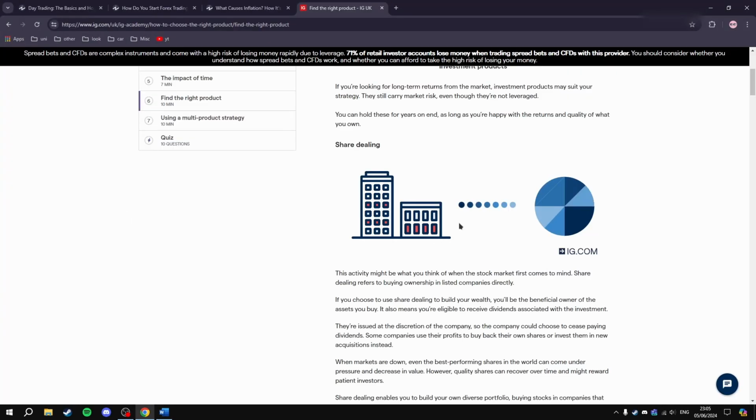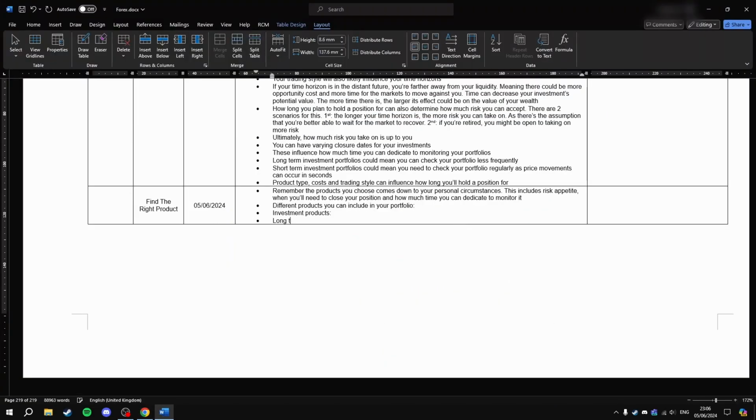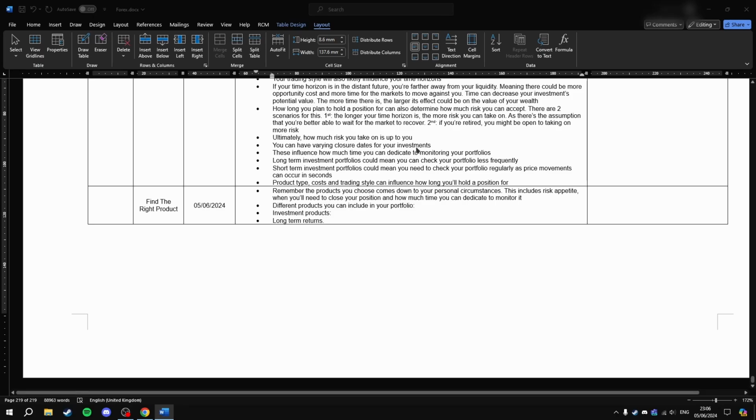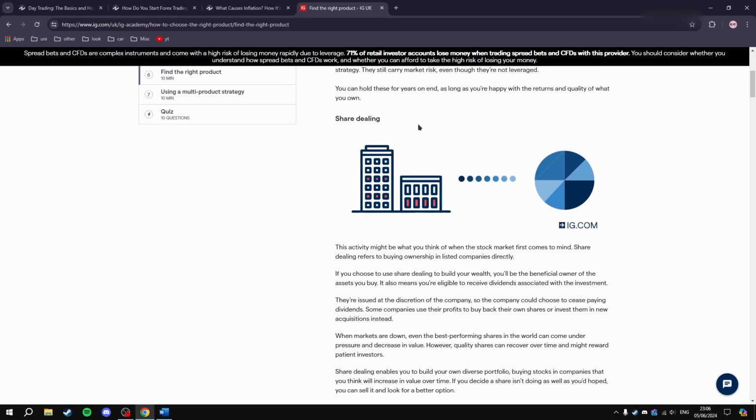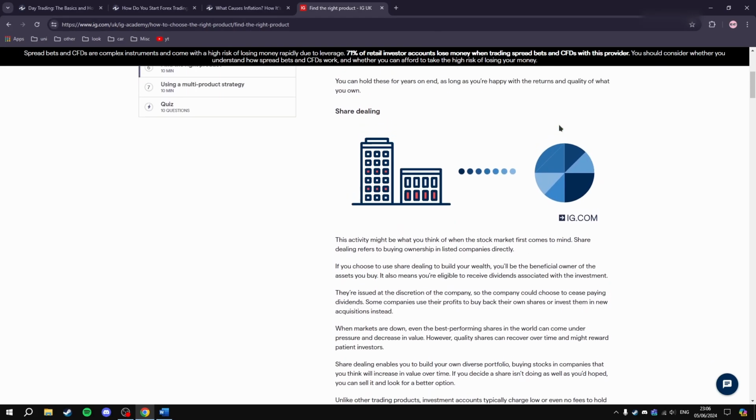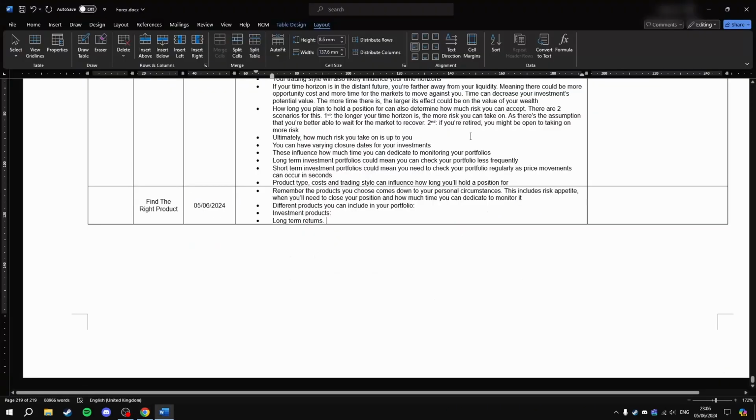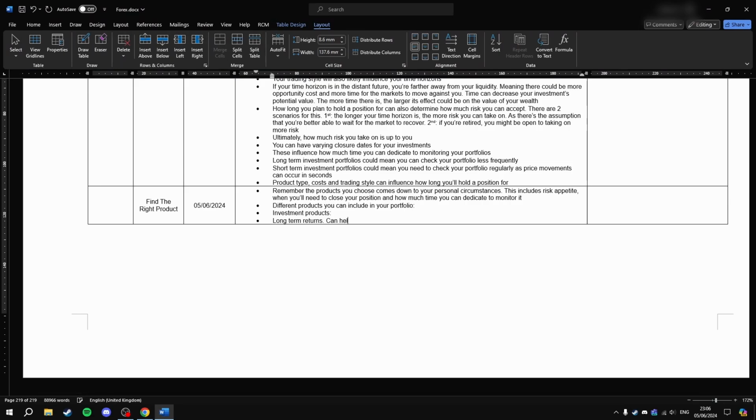Investment products. If you're looking for long-term returns from the market, investment products may suit your strategy. You can hold these for years on end as long as you're happy with the returns and the quality of what you own.